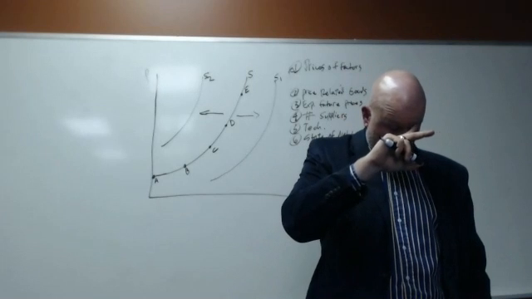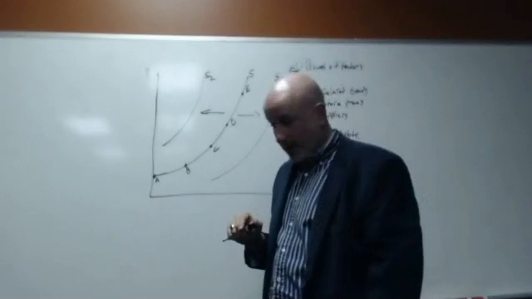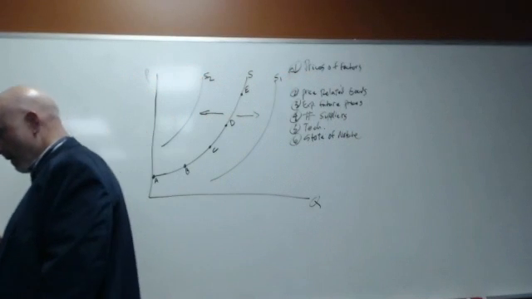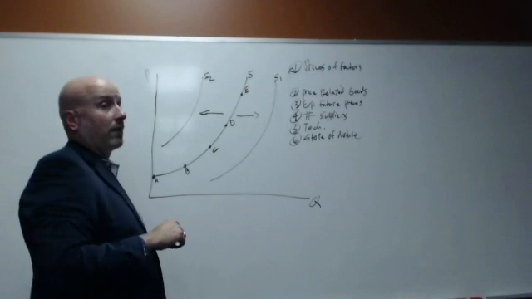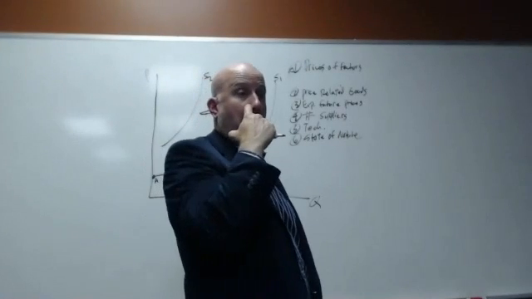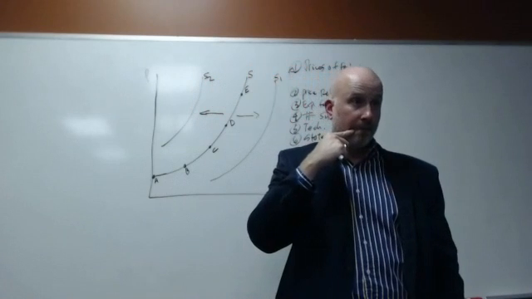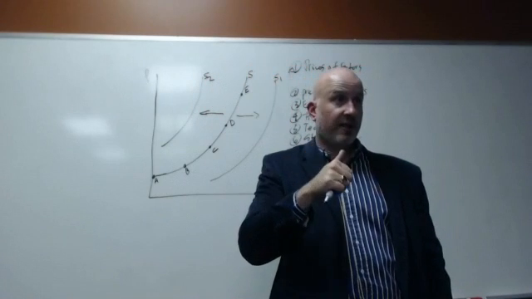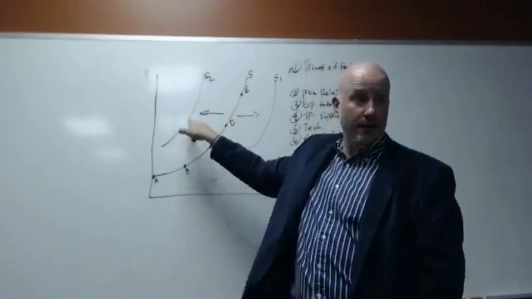So if the price of a factor of production rises, what's going to happen to my supply curve? It decreases. Decreases the supply and shifts the curve to the left. Okay.